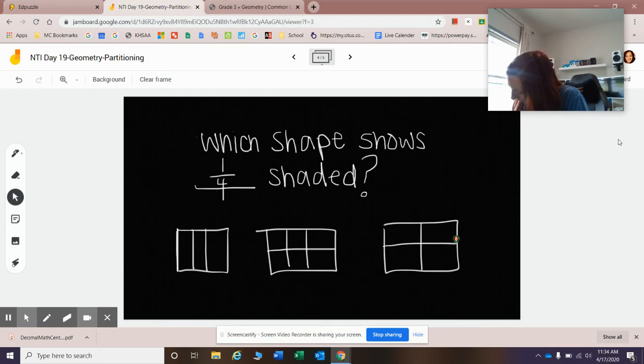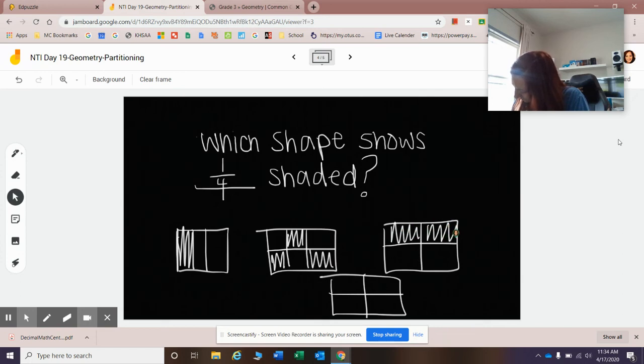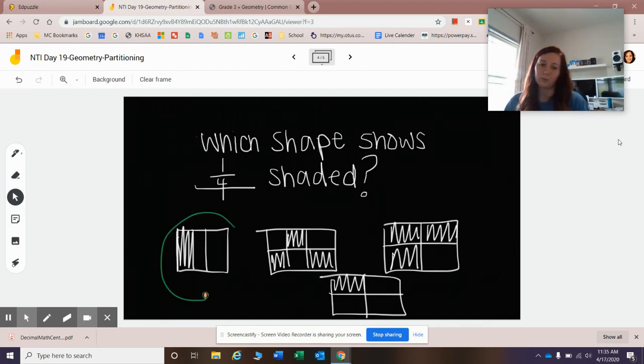Now let's make 4 different options. Okay, so here's your 4 options. So let's look at them. You have option number 1. Well, this is broken into thirds, so this cannot be it. Okay, then we have option number 2. This is broken into sixths, so this can't be it.